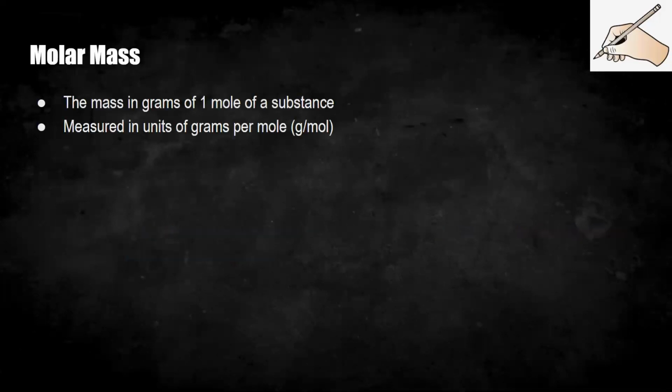So let's talk about our molar mass. Now, the molar mass is the mass in grams of 1 mole of a substance, and it is measured in units of grams per mole.